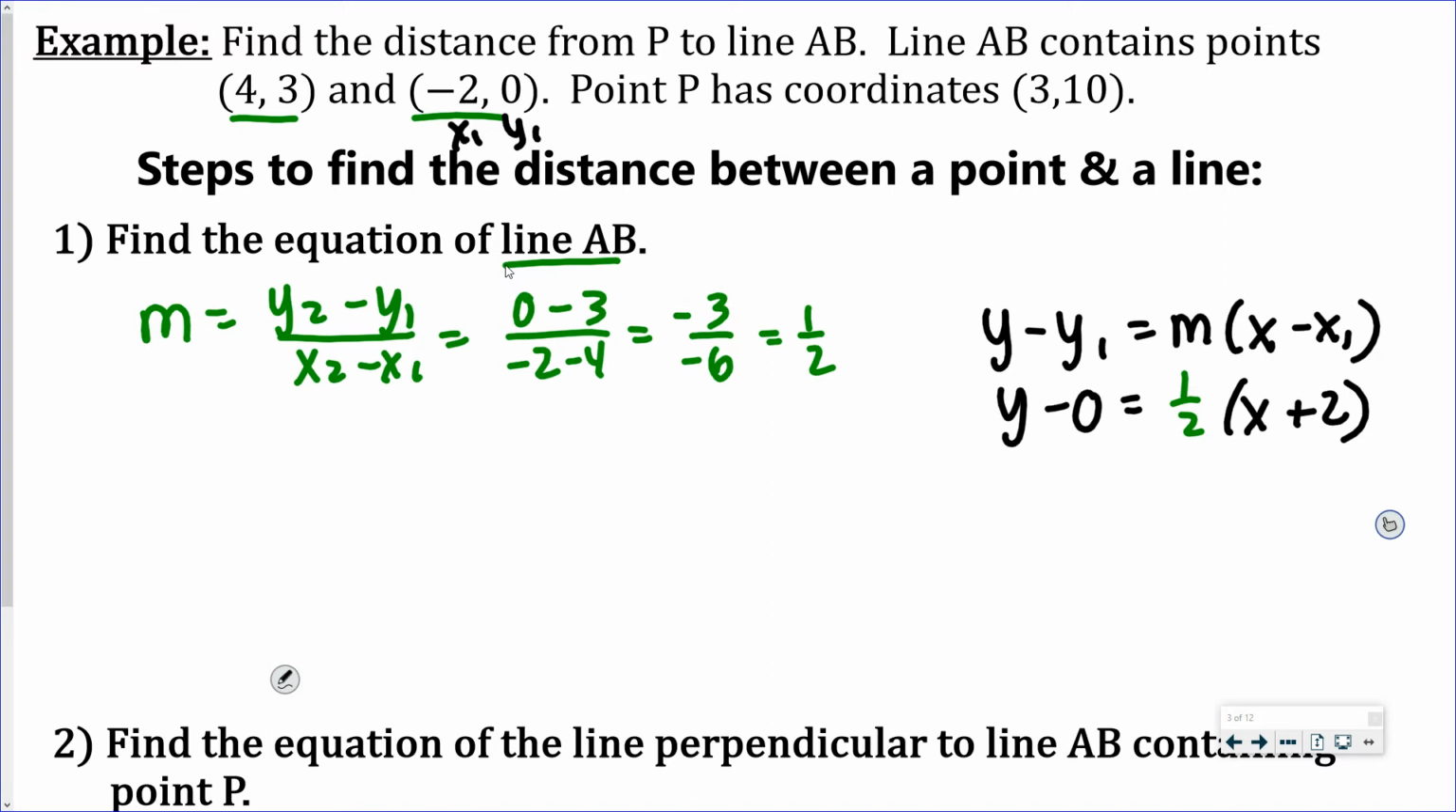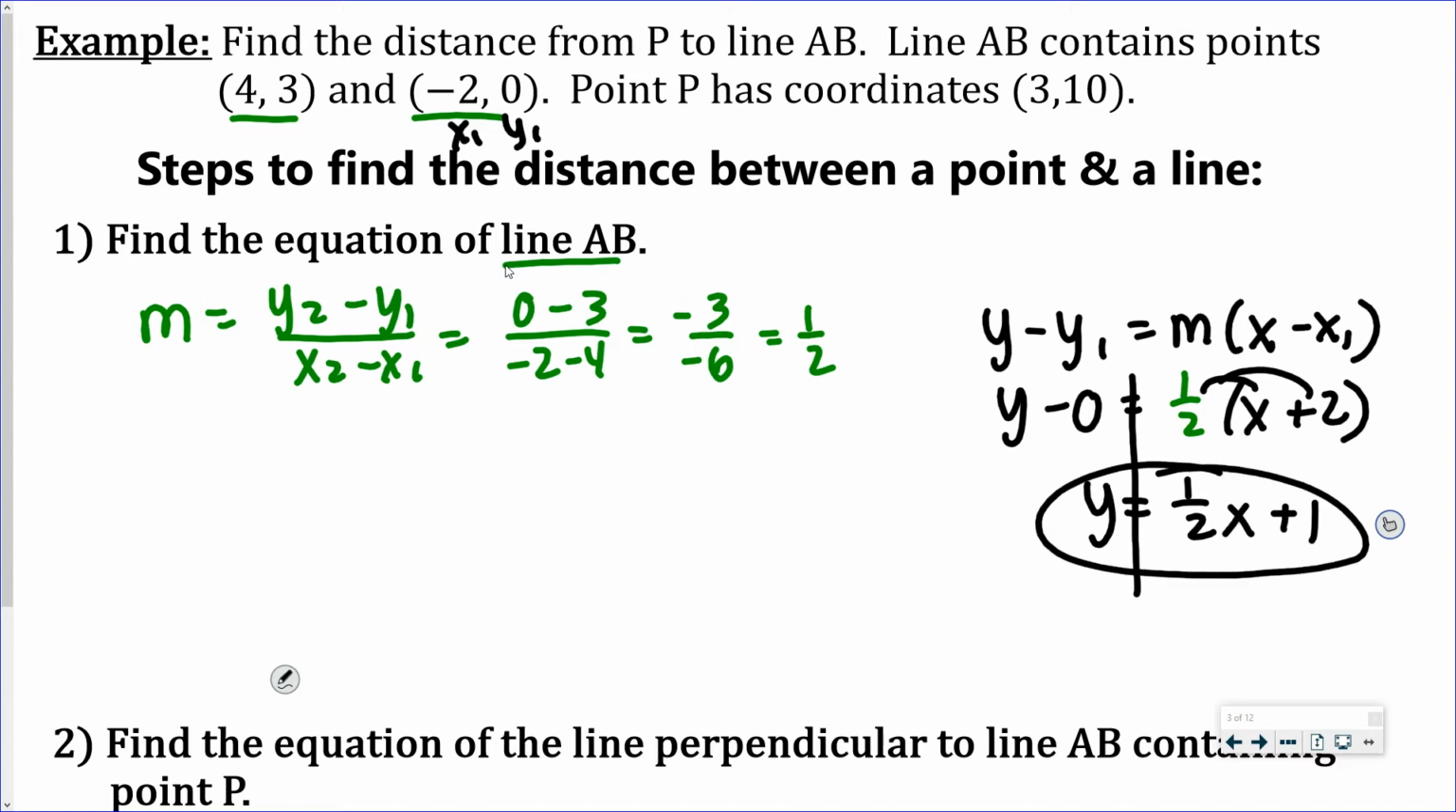Okay, we're going to write this in slope-intercept form. This one's not too bad because y minus 0 is just y. Distribute the 1/2. Half of 2 is 1. Okay, so there's part 1. We found the equation of line AB.